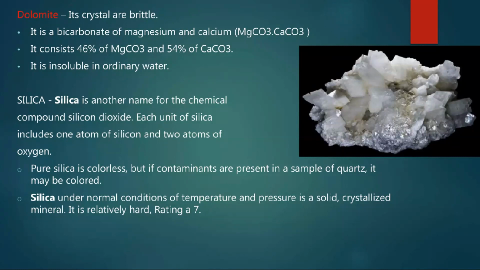Silica is another name for the chemical compound silicon dioxide. Each unit of silica includes one atom of silicon and two atoms of oxygen. Pure silica is colorless, but if contaminants are present in a sample of quartz, it may be colored. Under normal conditions of temperature and pressure, silica is a solid crystallized mineral. It is relatively hard, rating 7 on the hardness scale.